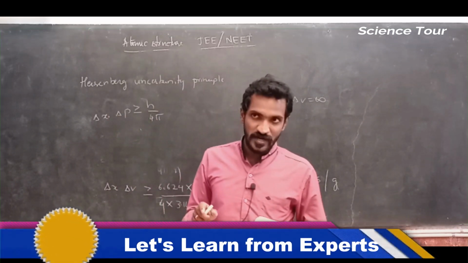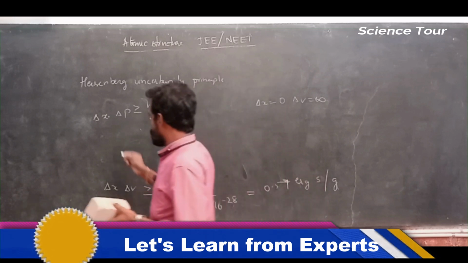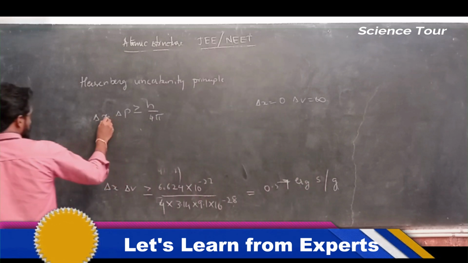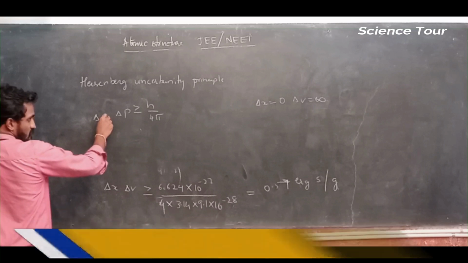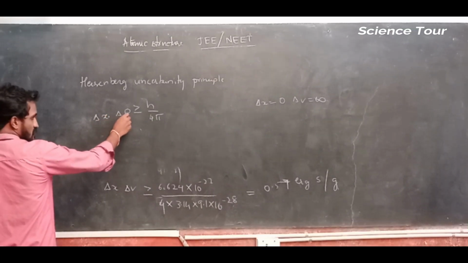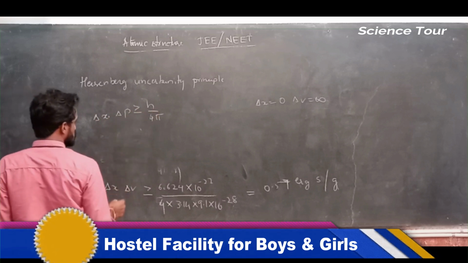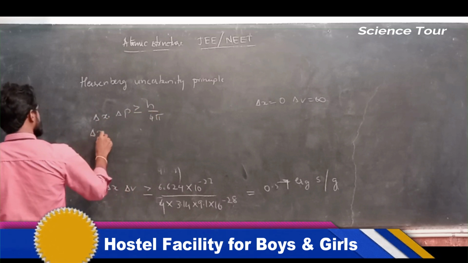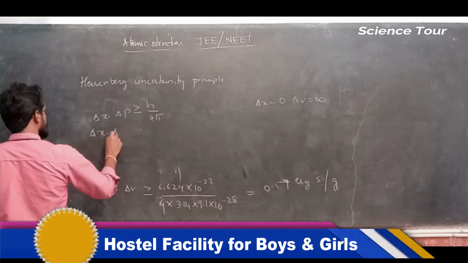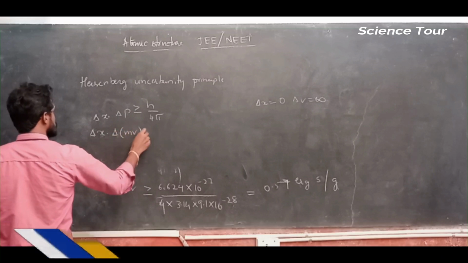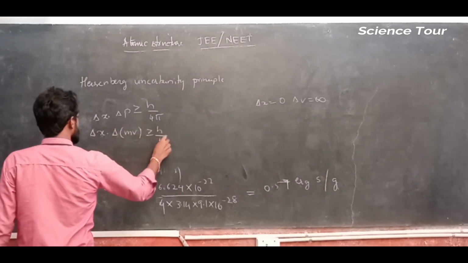You go through that video once. The same thing. Delta p is momentum, delta x is position, delta x into delta p is greater than or equal to h by 4 pi. Here for delta p, momentum, I can write mv. Correct, no, my dear students? mv. Okay.